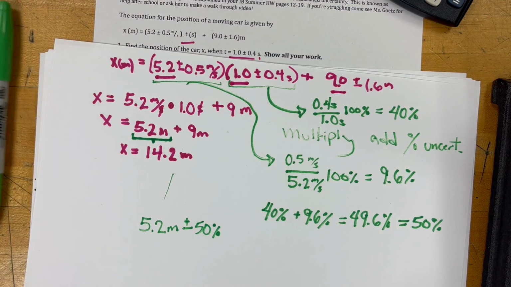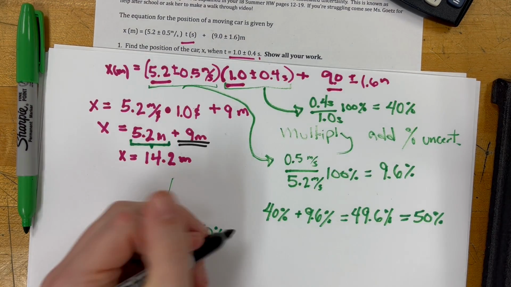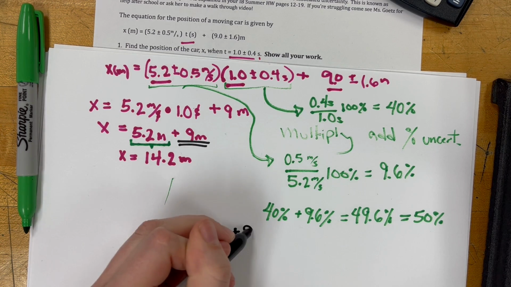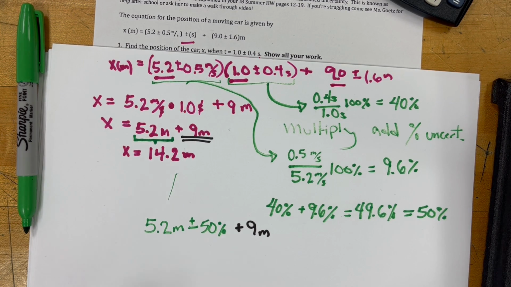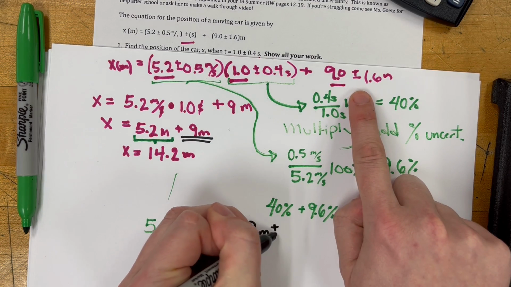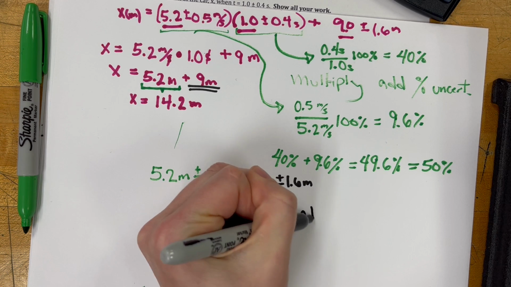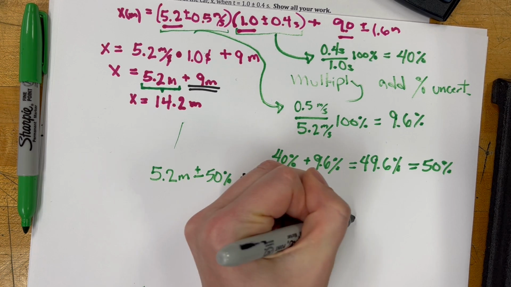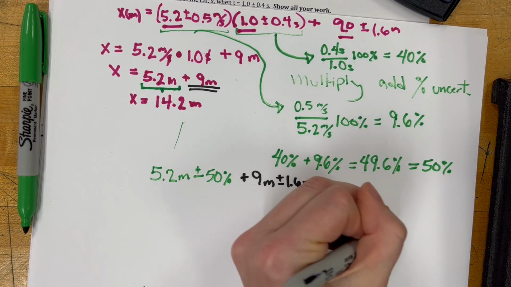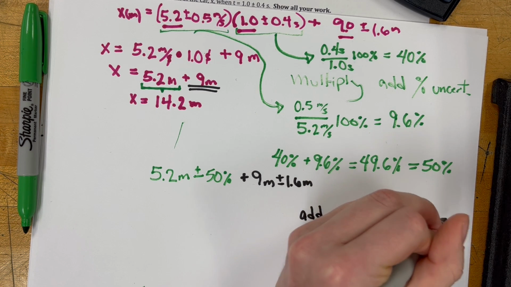And then notice that in this problem, I still have this addition happening. So I'm still going to add 9 meters. So to do that, I have to consider the uncertainty in both values. 9 meters does have some uncertainty. I can look back up top and see that its uncertainty is 1.6 meters. And when we add numbers together, the uncertainty, again, always increases. It's always added. We add absolute uncertainties.